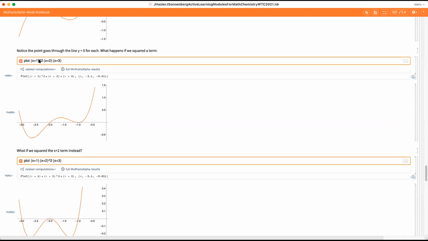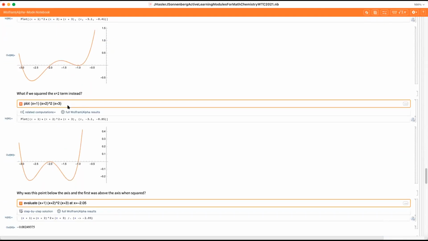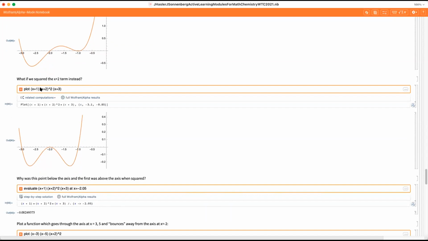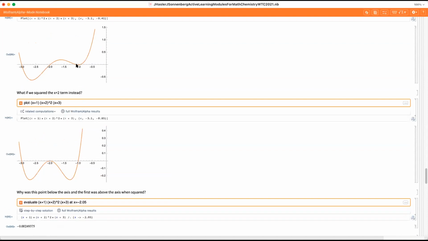You can do things like, what happens if I squared one of the terms? So what happened in our graphic representation over here? You can see that it bounces off the axis here. You can see what happens if we squared a different term. It again bounces off the axis. And then you can see that it's below the axis in this case, and above the axis in this case.